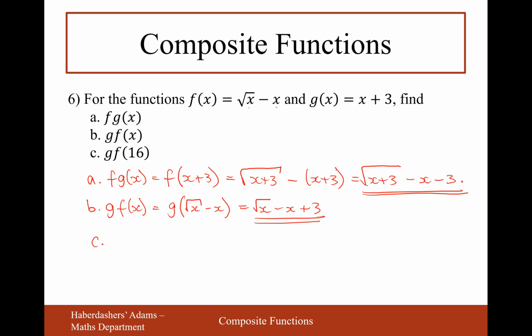And for part C, g of f of 16, so I'm going to use probably part B here as my template and just replace x with the number 16. So it's going to be the square root of 16, take away 16, add 3. So let's work this out. That'll be 4 minus 16, add the 3. So that'll make it 7, take away 16, which will be minus 9.